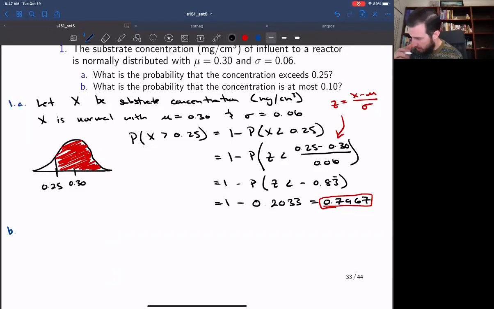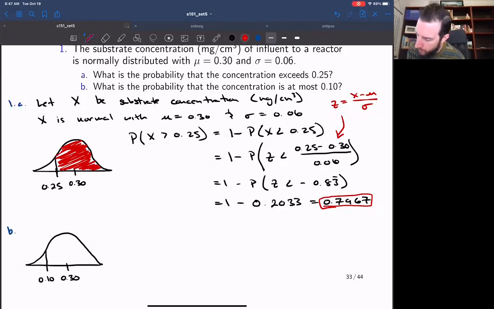Part B says, what is the probability that the concentration is at most 0.1? Same style of problem. It's actually a little easier because we don't have to subtract. So we start by sketching out our curve. We mark down where 0.1 is. And we want to be at most 0.1, so that means we want to be to the left of 0.1. So this question is asking, what is the probability that x is less than 0.1?